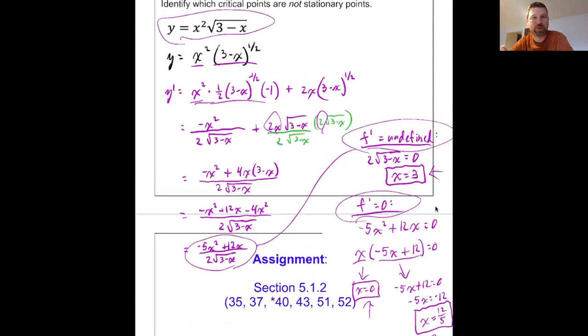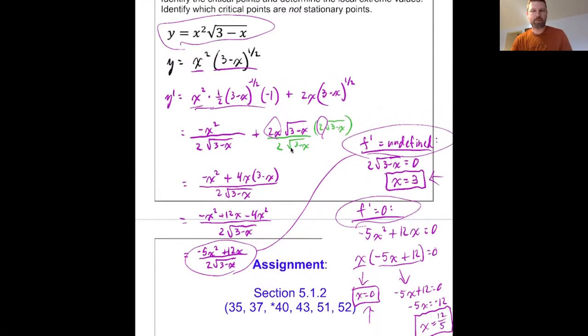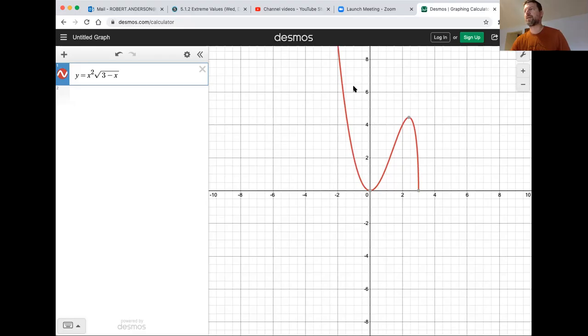Again, we're going to learn how to do that without a calculator later. And we would just say, hey, are those maximums or are those minimums? I'll do that really quick. Okay, so here's our graph of our original function right there. You can see at 0, that was one of my critical points. I've got a minimum at 12/5. I guarantee that's at 12/5. There's my maximum. And at 3, I have a minimum.